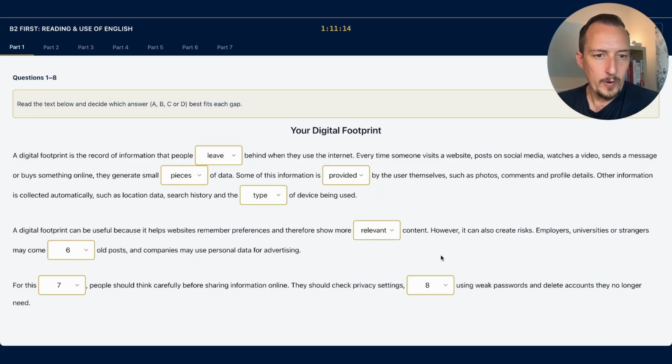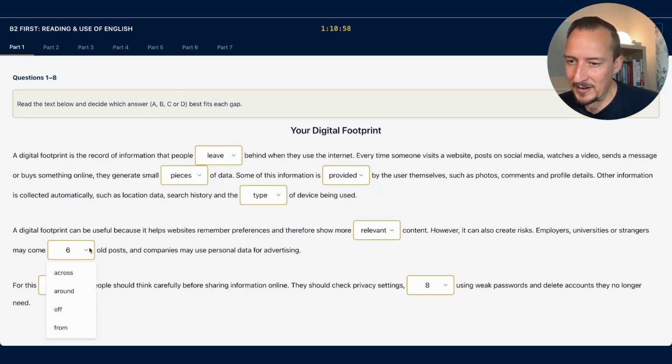However, it can also create risks. Employers, universities, or strangers may blank old posts. Oh, sorry, I said from immediately. That's interesting. It might be an option. Come from, but it doesn't really work. Come from old posts and companies. Yeah, so not from. This might be a phrasal verb. Yes. Okay, so they've given us 4 prepositions here.